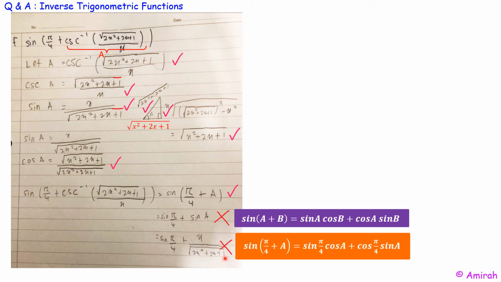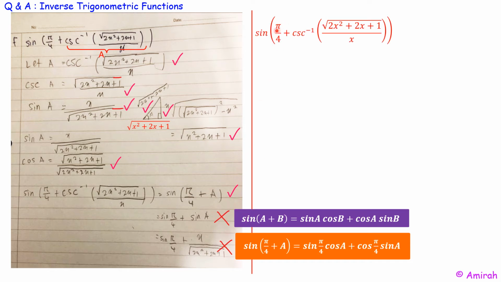Yang ni pun salah. Okay. Right, then from here, okay, saya sambung kat sini. Sin pi over 4 plus inverse cosec sec 2x squared plus 2x plus 1 over x equals to sin pi over 4 plus A. And using this formula, now our A equals to pi over 4 and B equals to A. So we can use this formula.